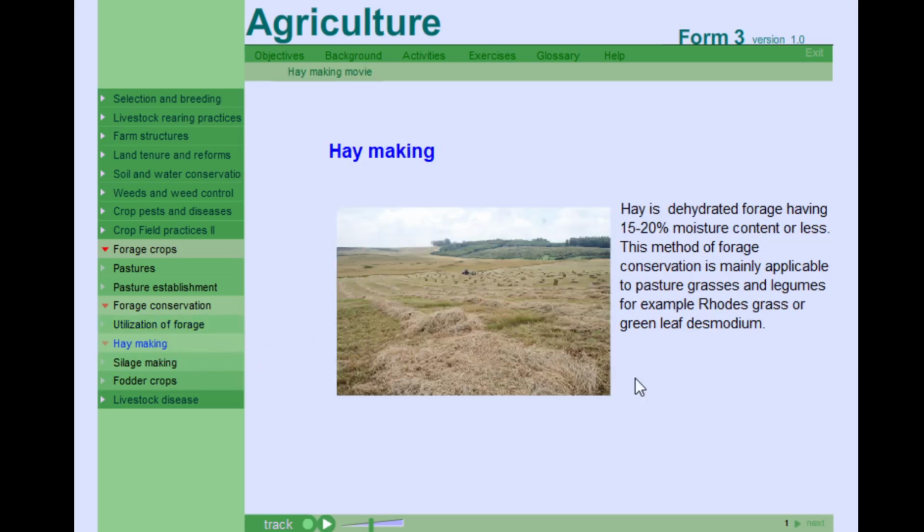Hay making. Hay is dehydrated forage having 15 to 20% moisture content or less. This method of forage conservation is mainly applicable to pasture grasses and legumes, for example, Rhodes grass or green leaf desmodium.